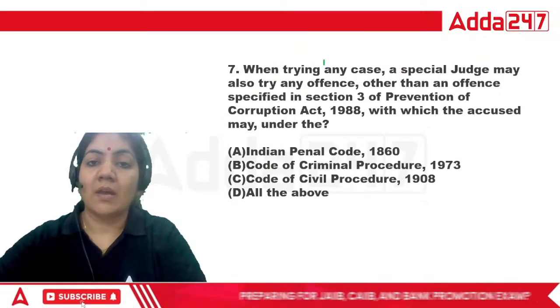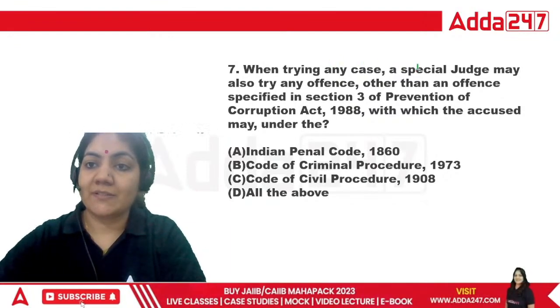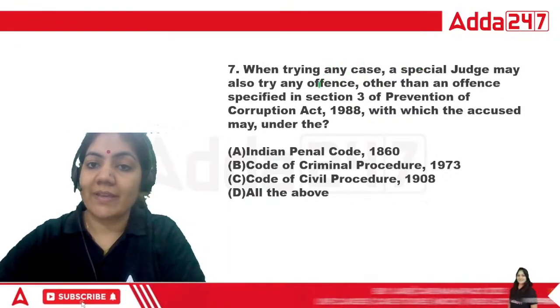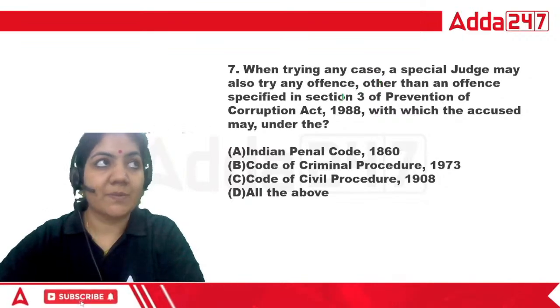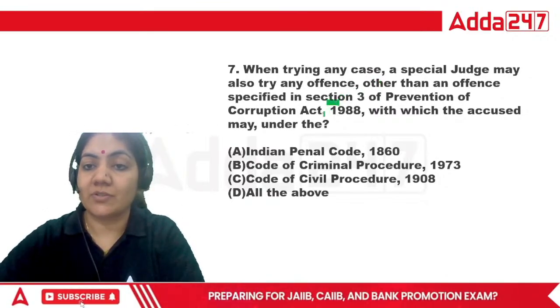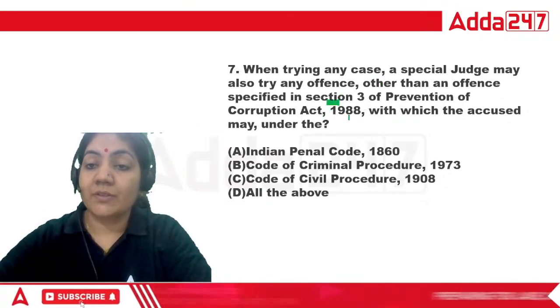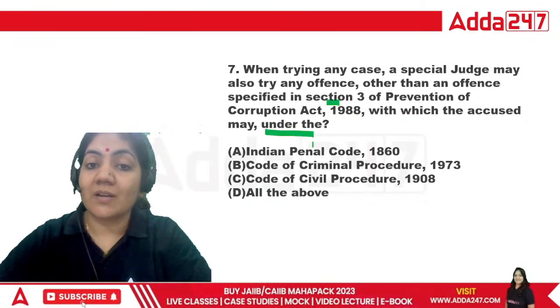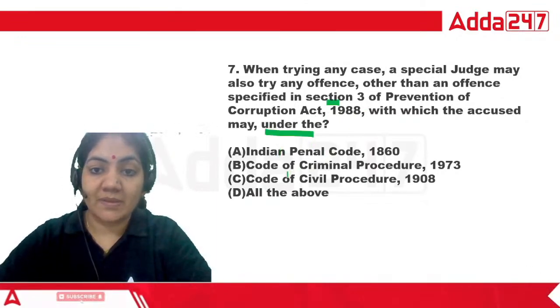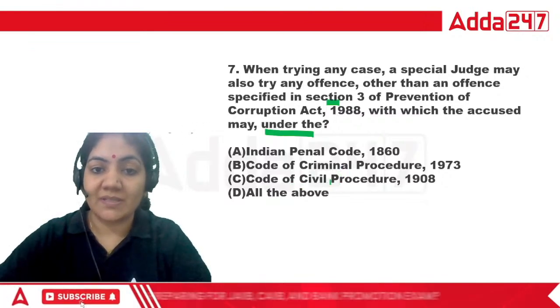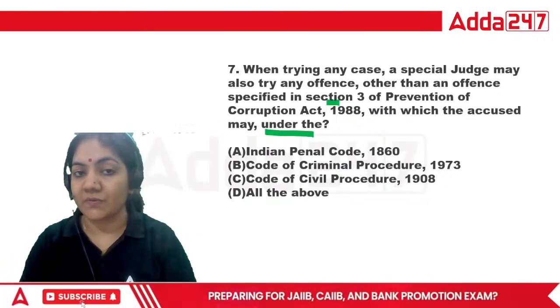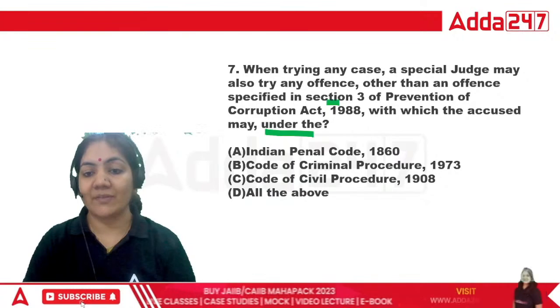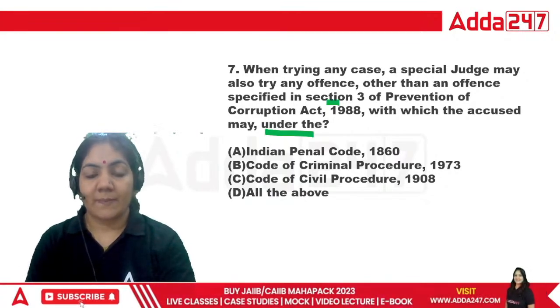Next. When trying any case, a special judge may also try any offence other than the offence specified under Section 3 of Prevention of Corruption Act, with which the accused may be charged under the IPC, CRPC, CPC, and all of the above. So which of the following is the right one? Seventh one. Yes, class.